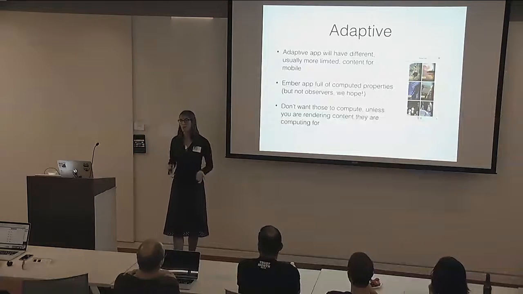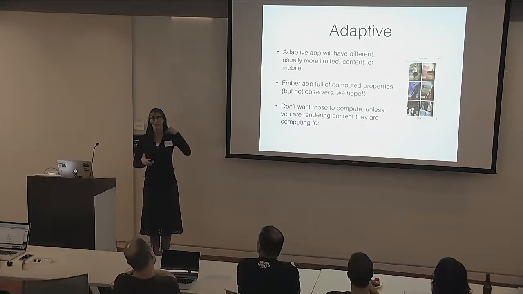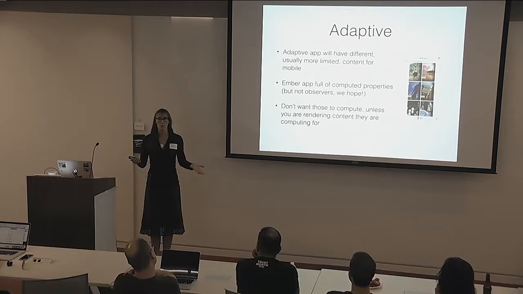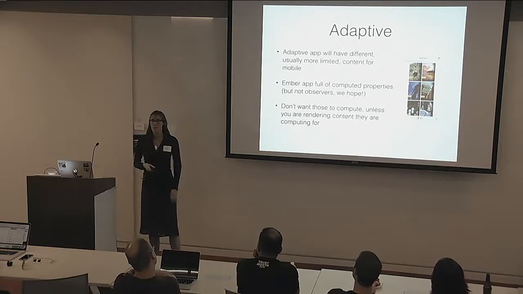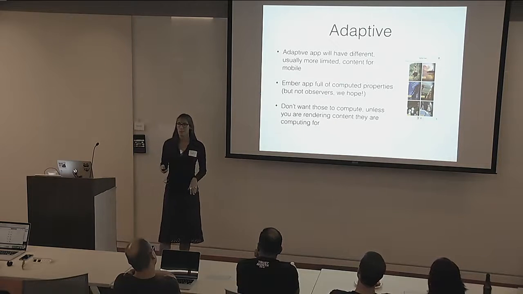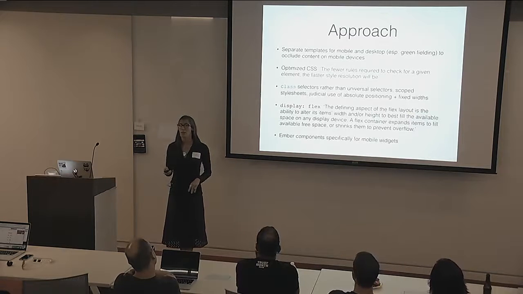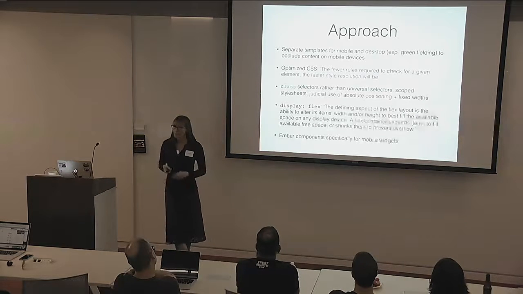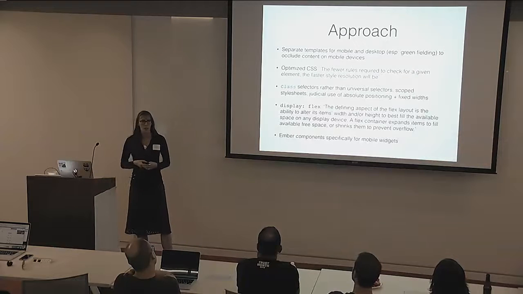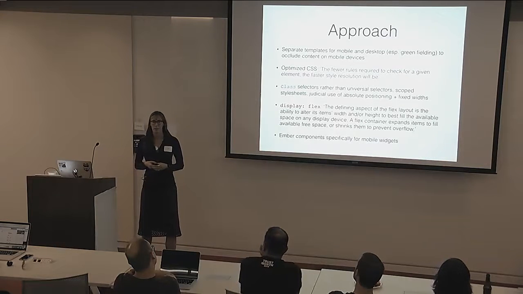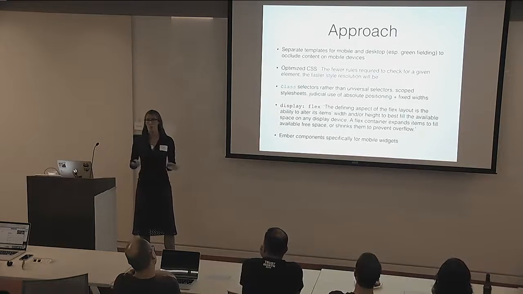I mean, you can, but do so at your own risk. So basically, if we just don't have those observers in our templates, then we save a huge amount of computational power right there. So we set it up so that we just hide a lot of stuff. Actually, we just don't render at all. So one approach for making a mobile app in Ember is just to have separate templates.